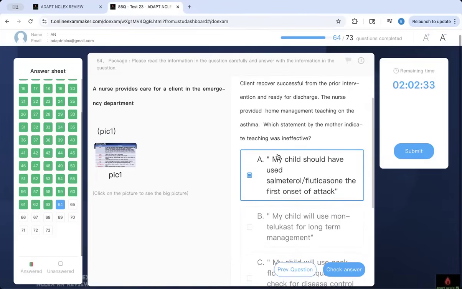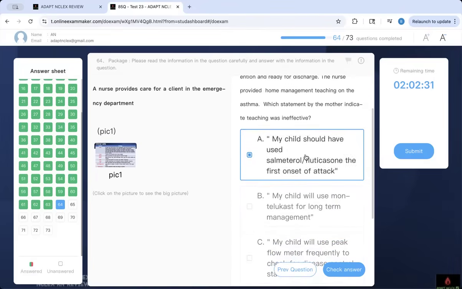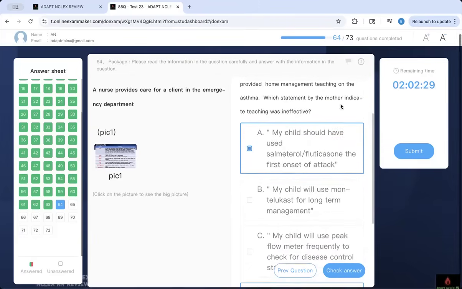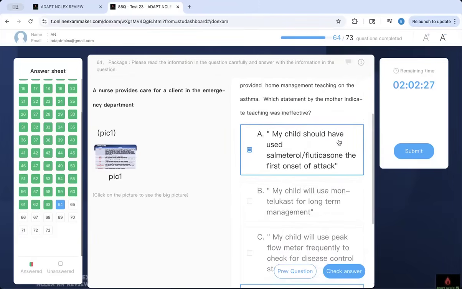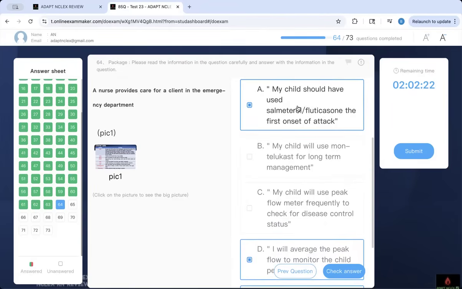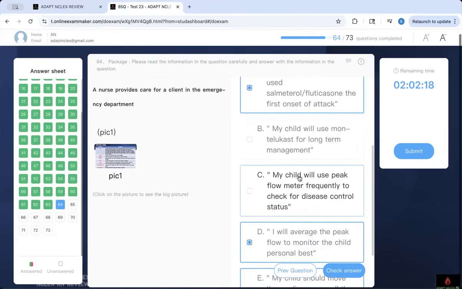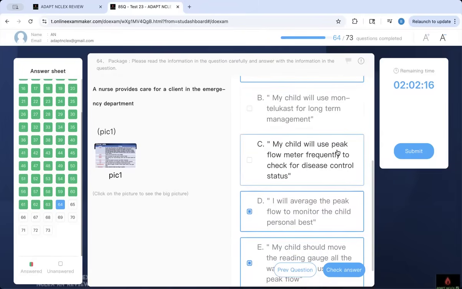Ineffective teaching. So the question says ineffective teaching. My child should have used salmeterol fluticasone the first onset. This is ineffective. My child will use Mantoux for long-term management. That's good. My child will use peak flow meter frequently to check for disease.